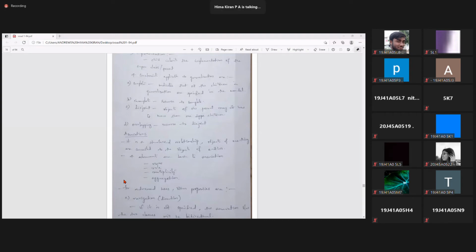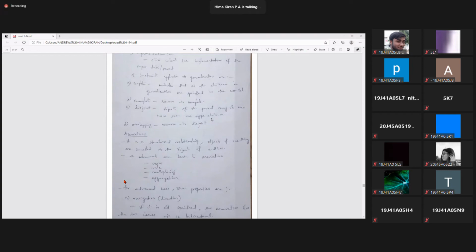Next, disjoint constraint. Objects of the parent may not have more than one child. That means only a single child exists for a parent. That is considered a disjoint constraint. If only one child exists for a parent, then it is considered a disjoint constraint.